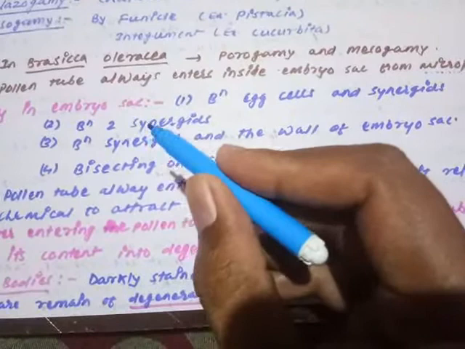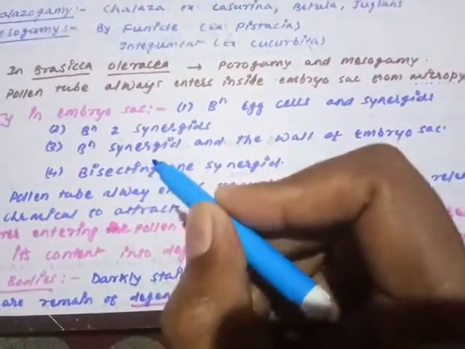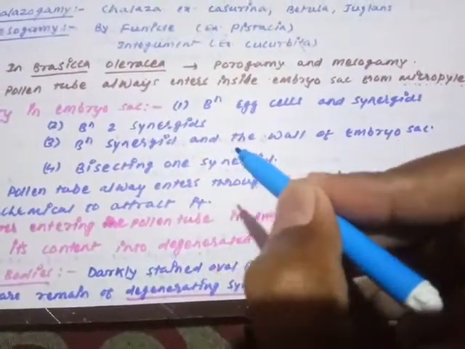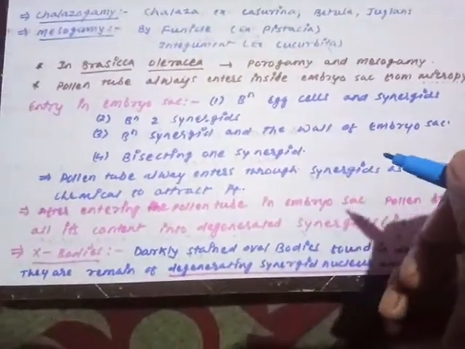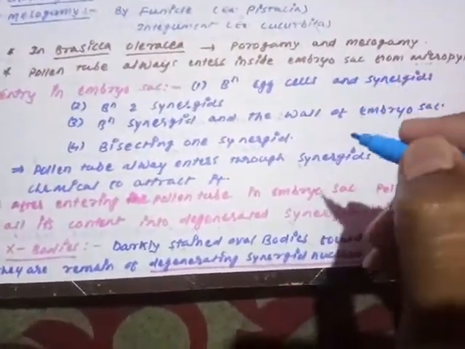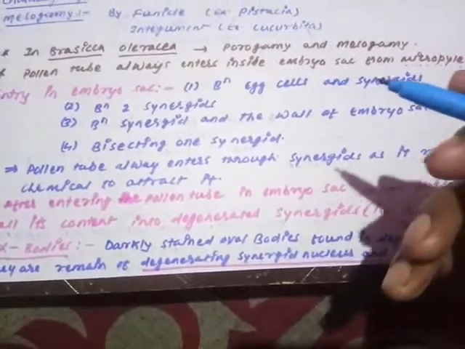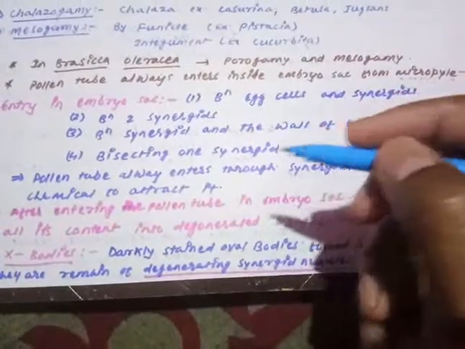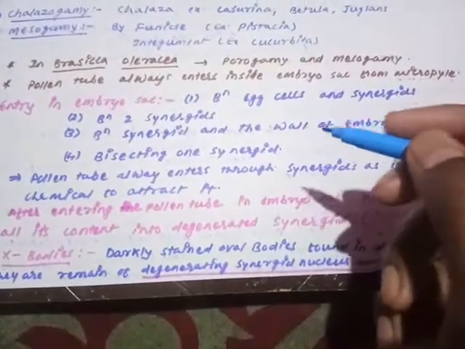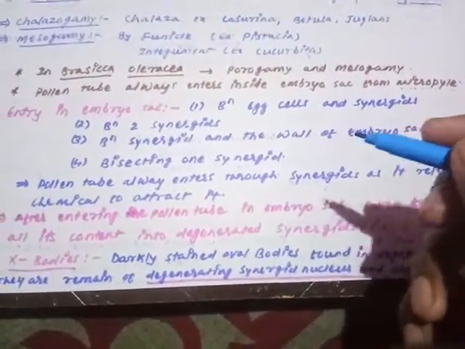Second, it can bisect the two synergid cells. Third one, in between the synergid cell and the wall of the embryo sac. The fourth one, bisecting the one synergid cell. So are you getting my point? And in all the passages, what is common? The synergid is common.